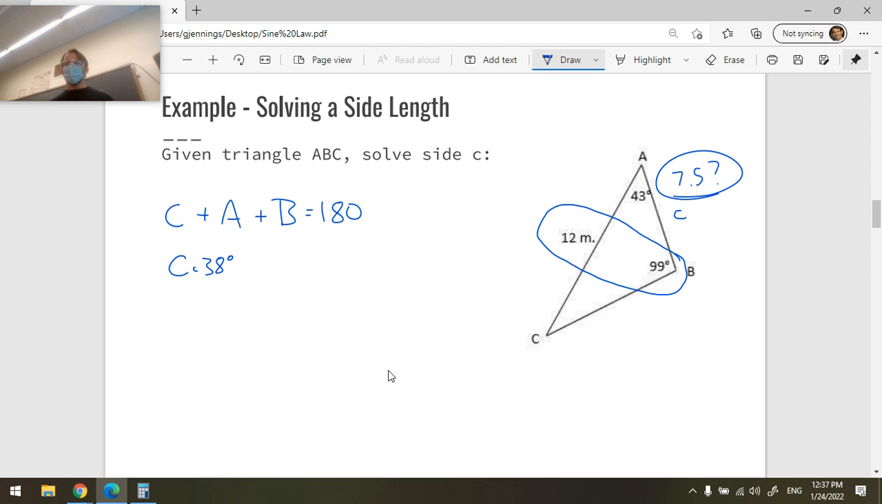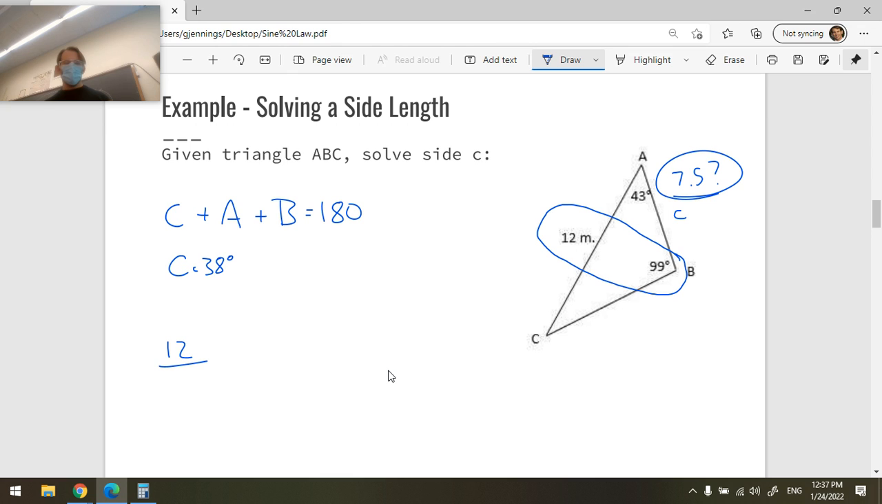Okay, let's evaluate. The first thing we had to do, who had this? 12 and 99. You guys see that? Great. It's this opposite pair of information. It means we're allowed to use sine law. Because we don't have a 90-degree angle, we can't use straight up trig. We've got to use sine law or cosine law. So we can use sine law here. It's much simpler than cosine law. And we're solving for a side.